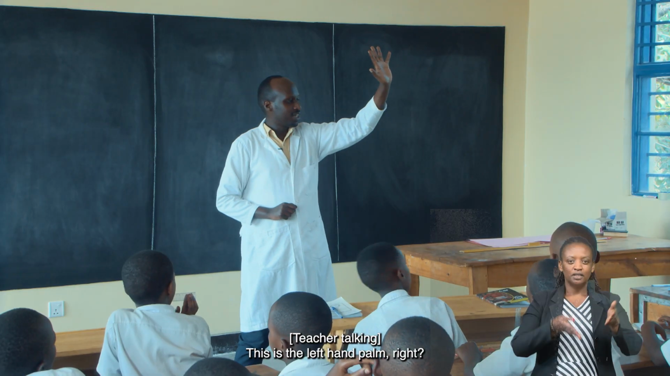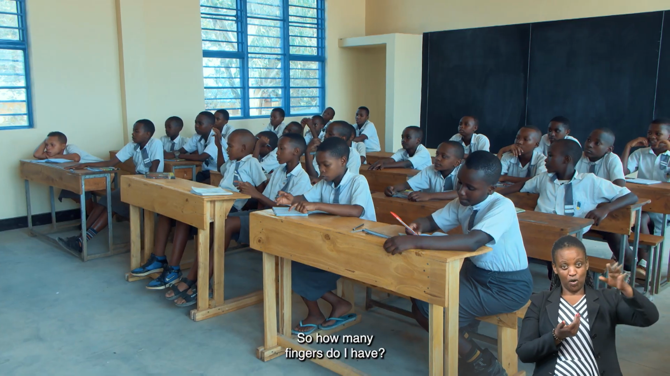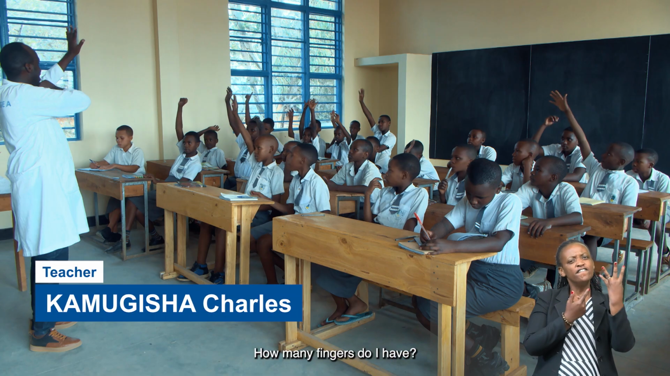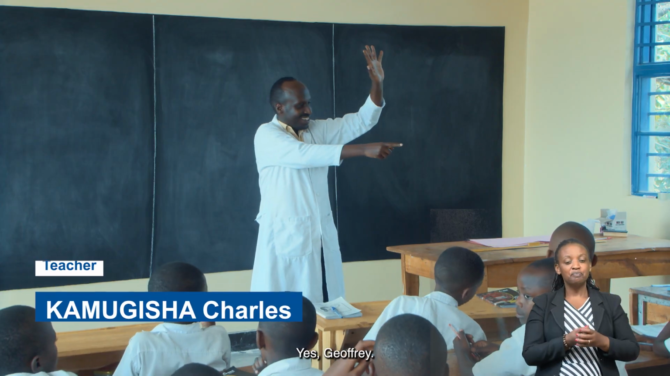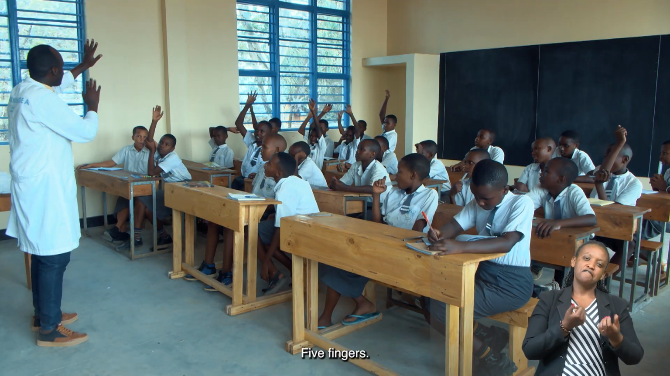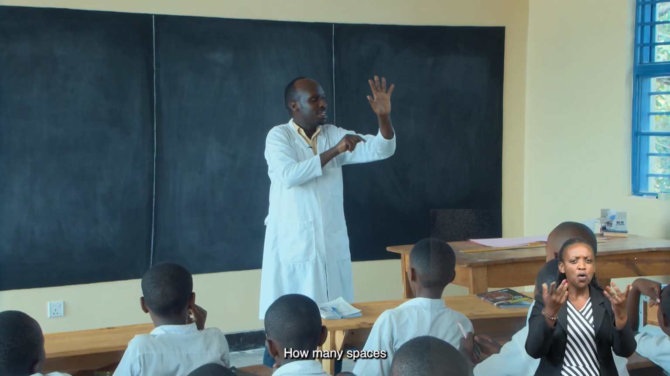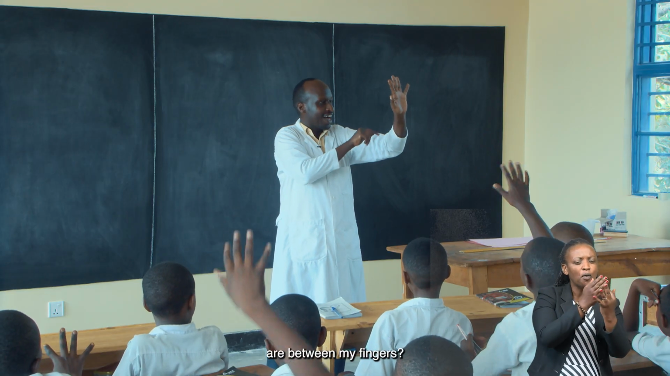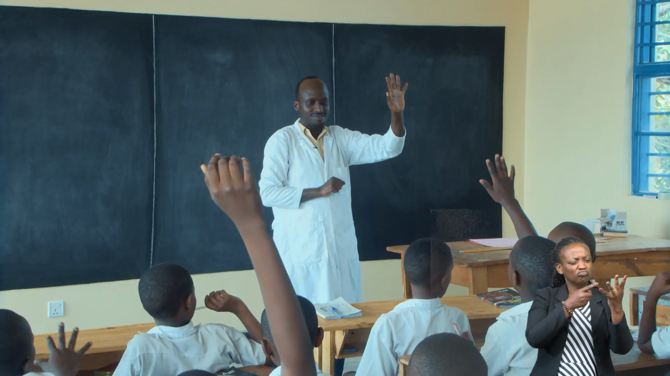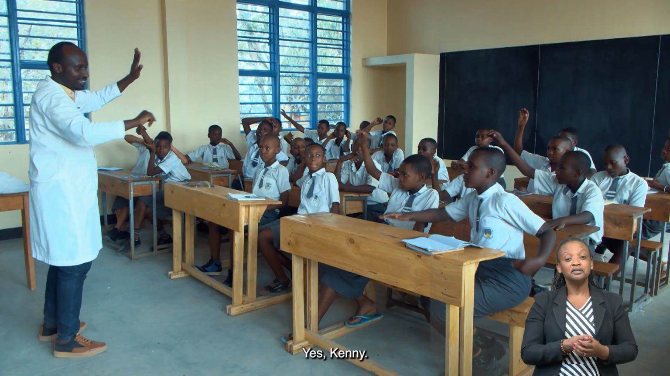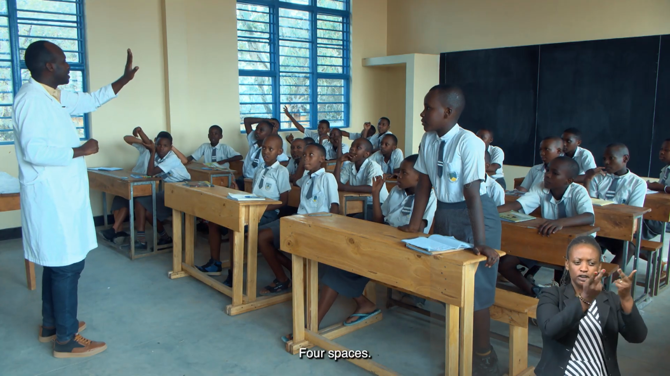This is the left hand palm, right? So how many fingers do I have? How many fingers do I have? Yes, Jeffrey? 5 fingers. How many spaces, okay, are between my fingers? Yes, Kenny? 4 spaces. 4 spaces.